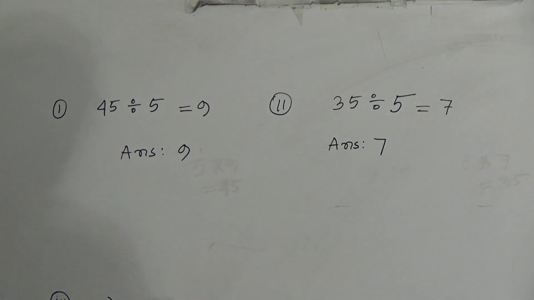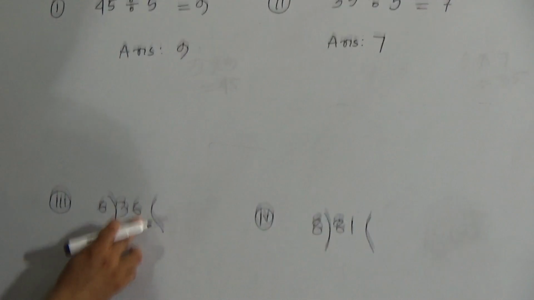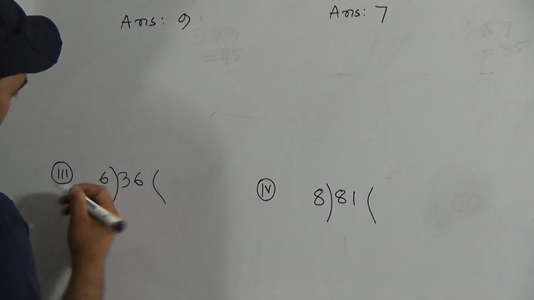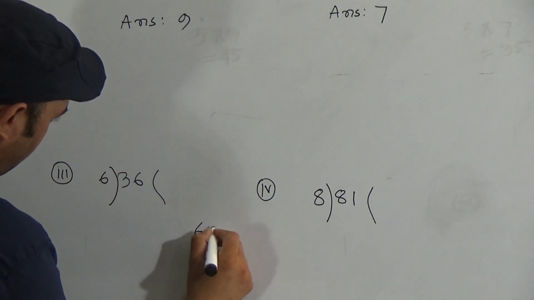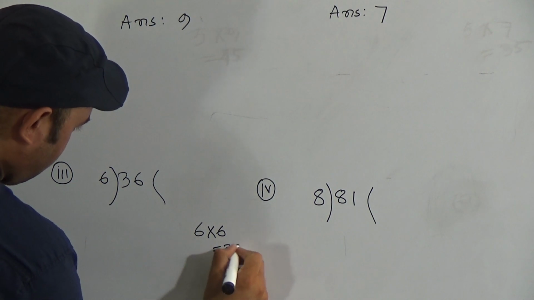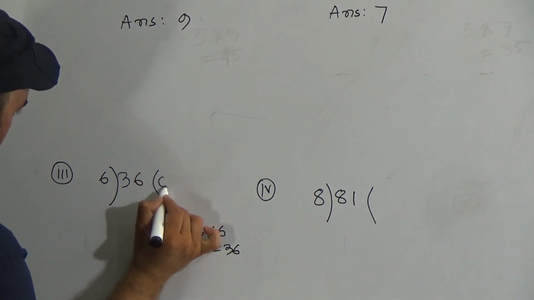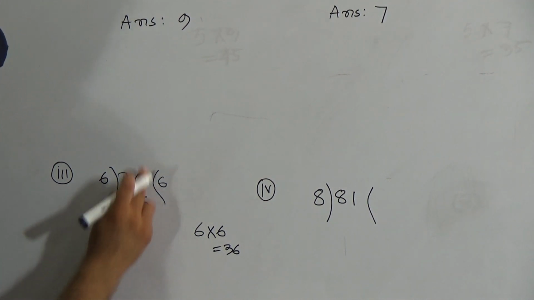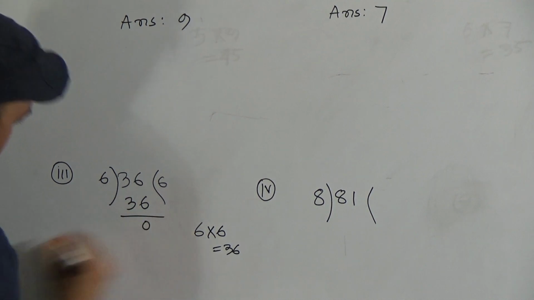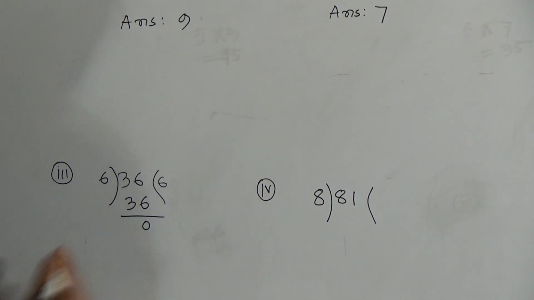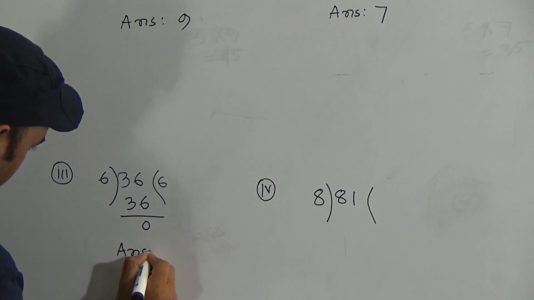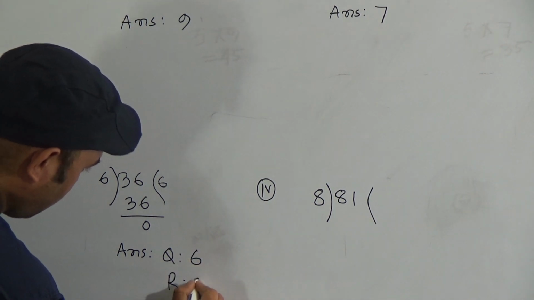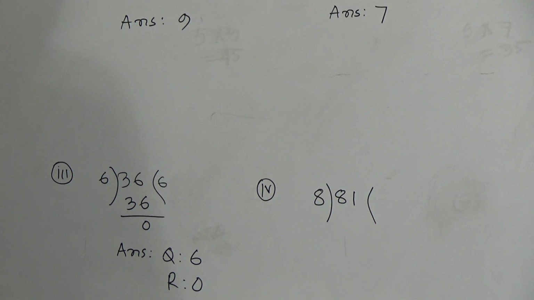Now the question number 3 is 36 divided by 6. Do you know the times table of 6? From the times table of 6, we know that 6 sixes are 36. So here it will be 6 sixes are 36. Now subtract 36 from 36, it will be 0. So the answer is quotient 6 and remainder 0. Now my dear students, go to the next one.